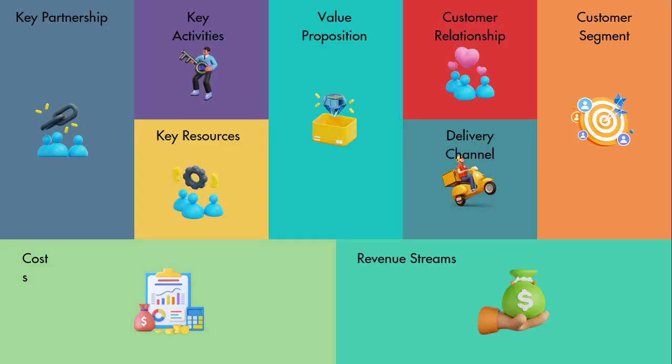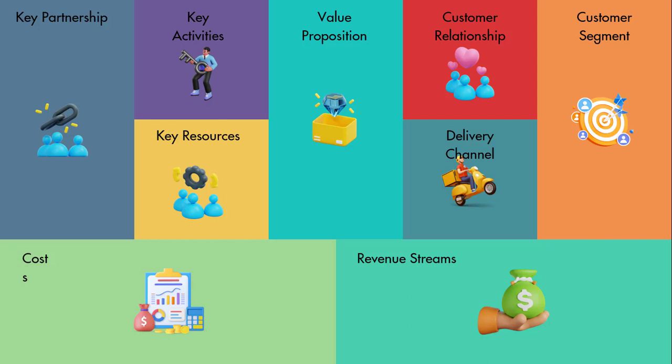Next, we have the key partnerships. Who are your critical suppliers and partners? Do you rely on vendors, distributors, or strategic alliances to operate your business effectively? And lastly, in the 9 building blocks is the cost structure. What are the biggest expenses your business incurs? Understanding your cost helps you to optimize pricing and resource allocation.